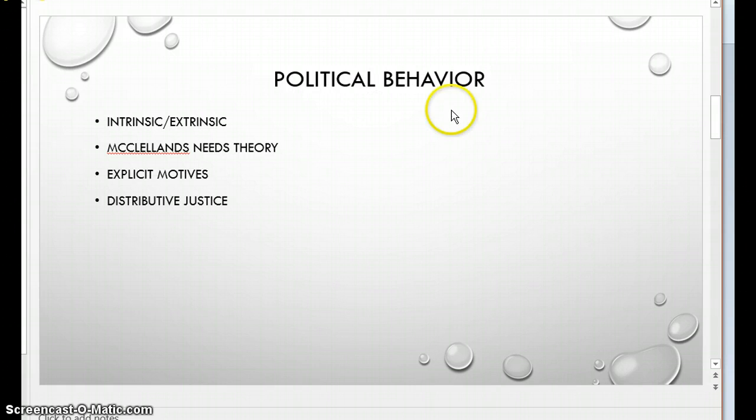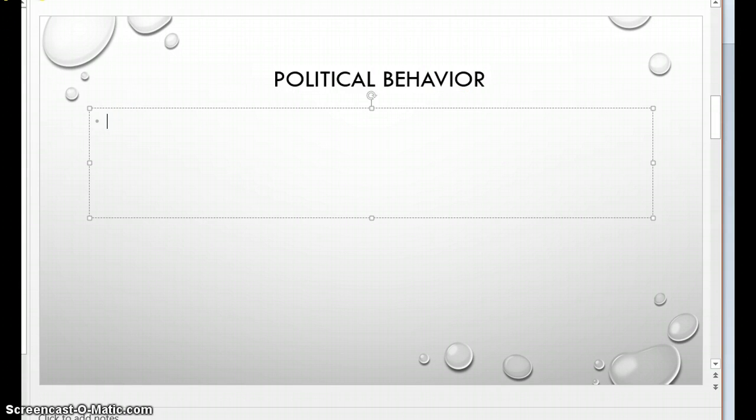You'll also read about political behavior. So you'll look at political behavior as well.